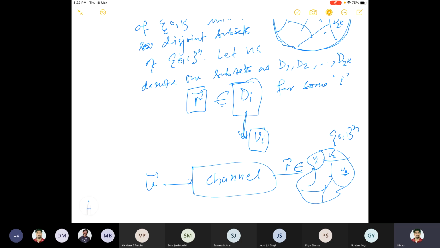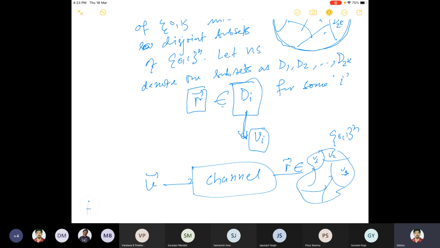Now, if we can have a method to determine this partition, which will have a one-to-one correspondence with the original code words, then I'm done, and there will be no decoding error. The decoding will be correct, if whenever the received vector r belongs to some Di, the code word vi is the corresponding code word for the received r.